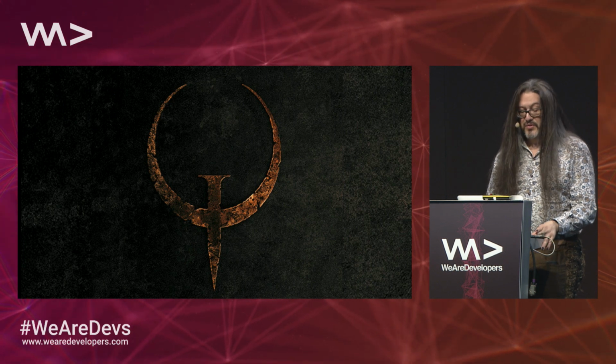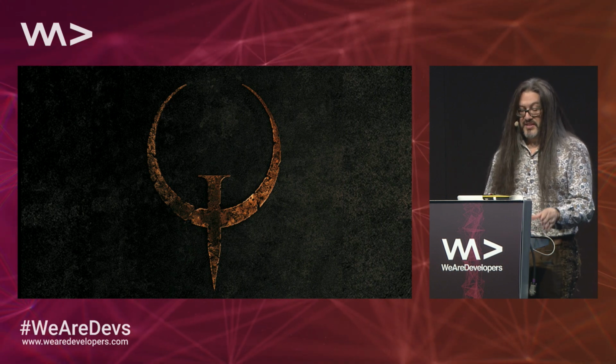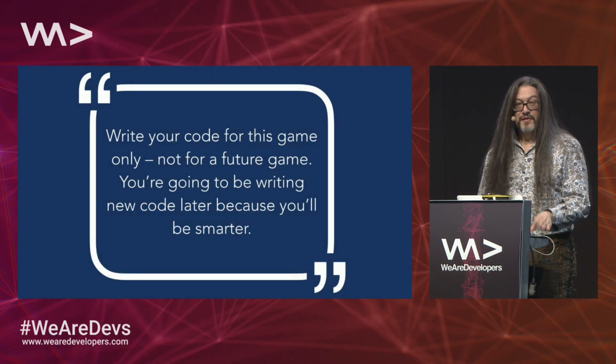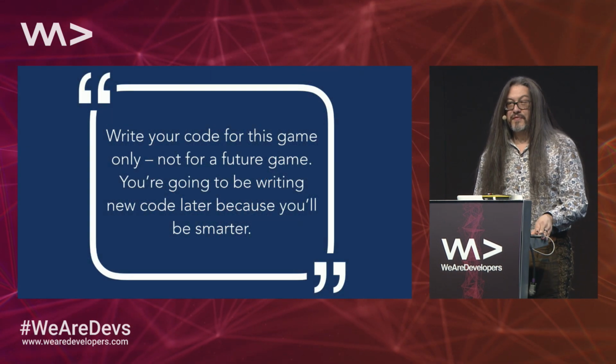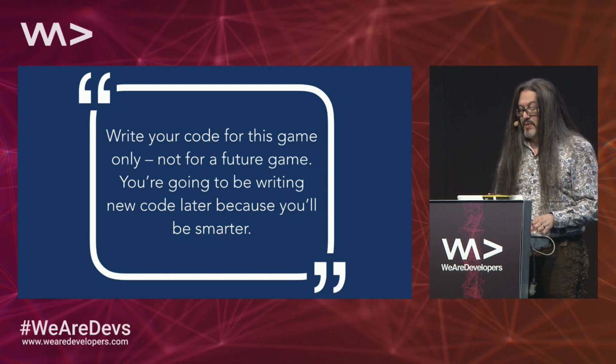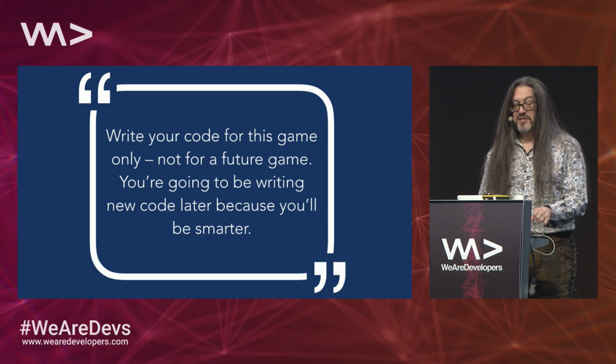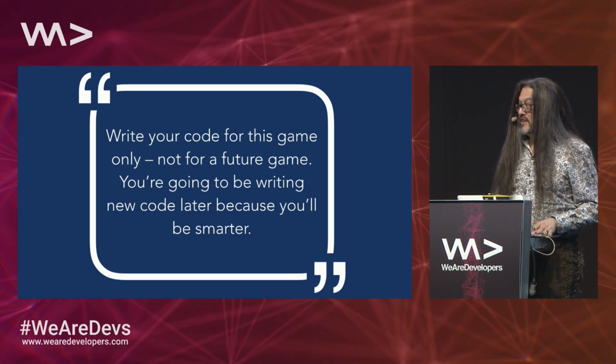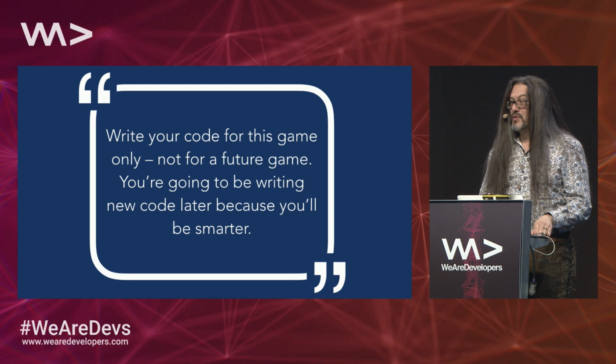We had no code from Doom used in Quake, which was basically another of our principles of development: write your code for this game only, not for some future game. You're going to be writing new code later because you'll be smarter. Also, you're not tying yourself down to the limitations of your past code. So invent new things.